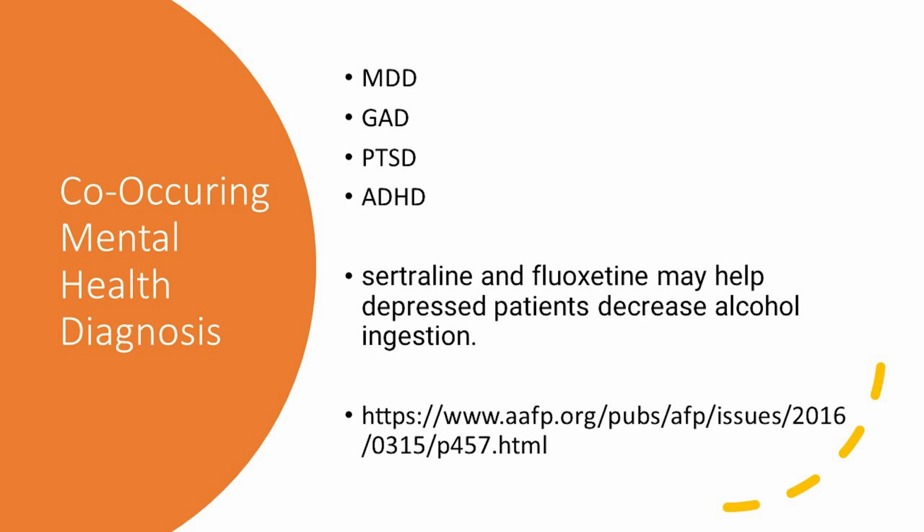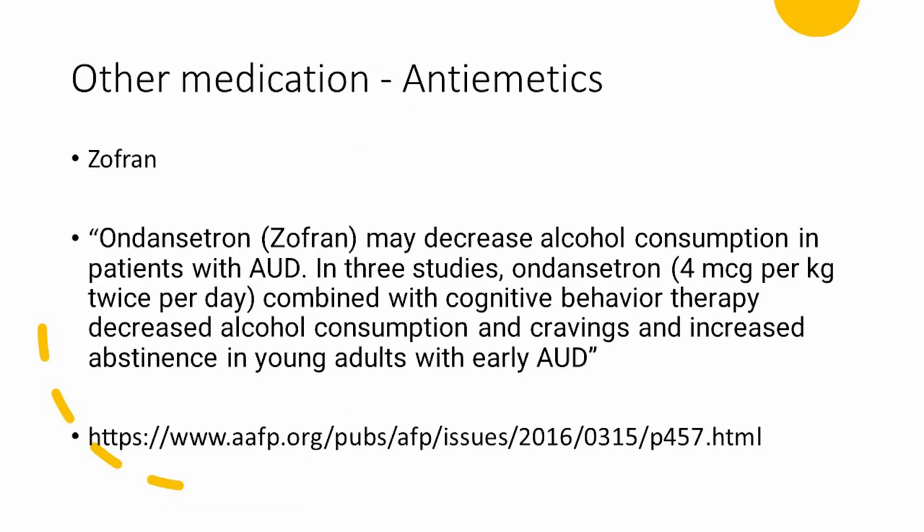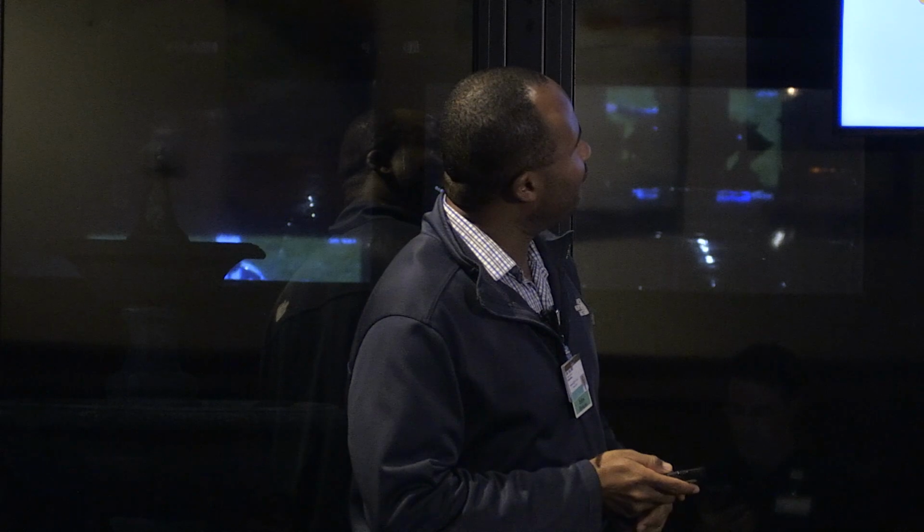Keep in mind about the co-occurring disorders, and also know that sertraline and fluoxetine have been shown to have some evidence as well in AUD. And also ondansetron as well has been shown to have some evidence. And this would not all be your first line choices, but if you were to be looking for other options, this is all to know that they are there if things go that route.